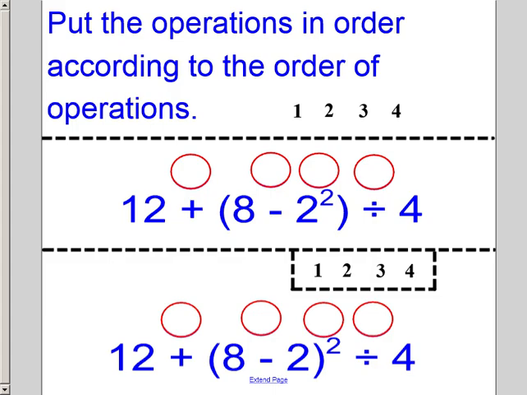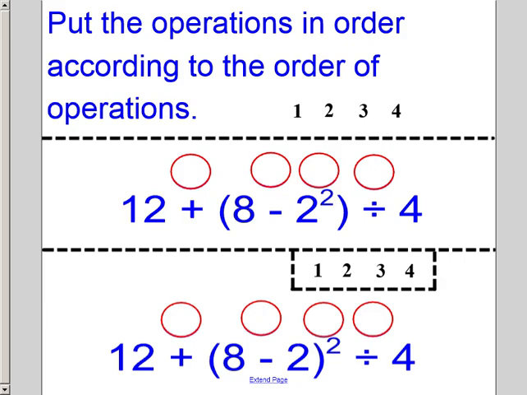Now, these two problems look super, super similar, and unless you're looking carefully, you may not realize that they're not the same. If you look at this, the difference is in the placement of the exponent. The first example has the exponent inside of the parentheses, and the second example has the exponent outside of the parentheses. So when you look at that, that is important in the order.